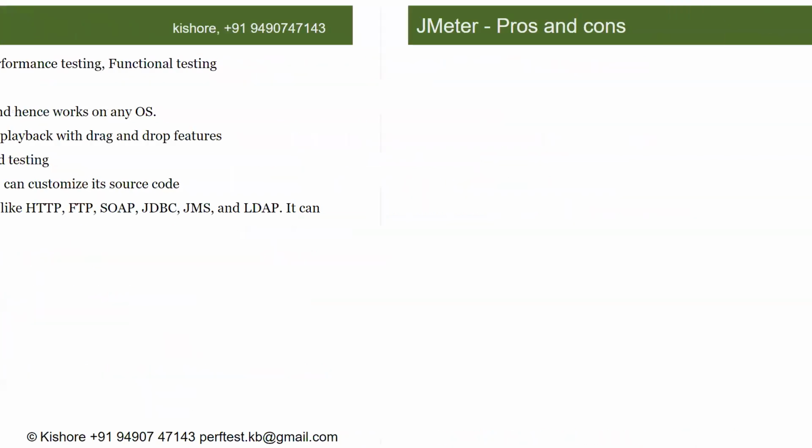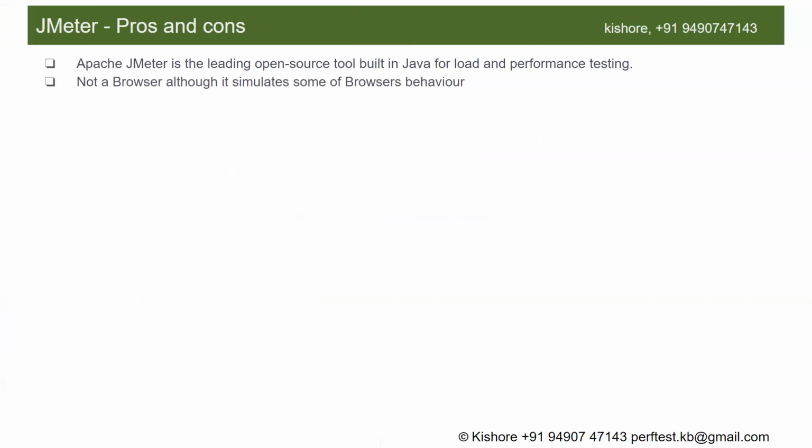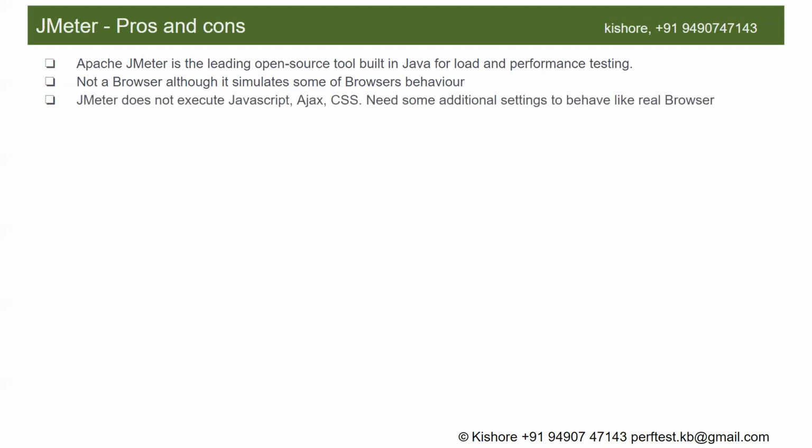So having said that, let me explain the pros and cons of JMeter. Apache JMeter is the leading open source tool built in Java for load and performance testing. Being built in Java, it is platform independent, right? And it's not a browser, although it simulates some of the browser's behavior. JMeter doesn't execute JavaScript, Ajax, and CSS, right? So we need some additional settings to behave like a real browser, which we are going to explore in the training sessions, right? And JMeter was designed by Stefano Mazzocchi of the Apache Software Foundation.